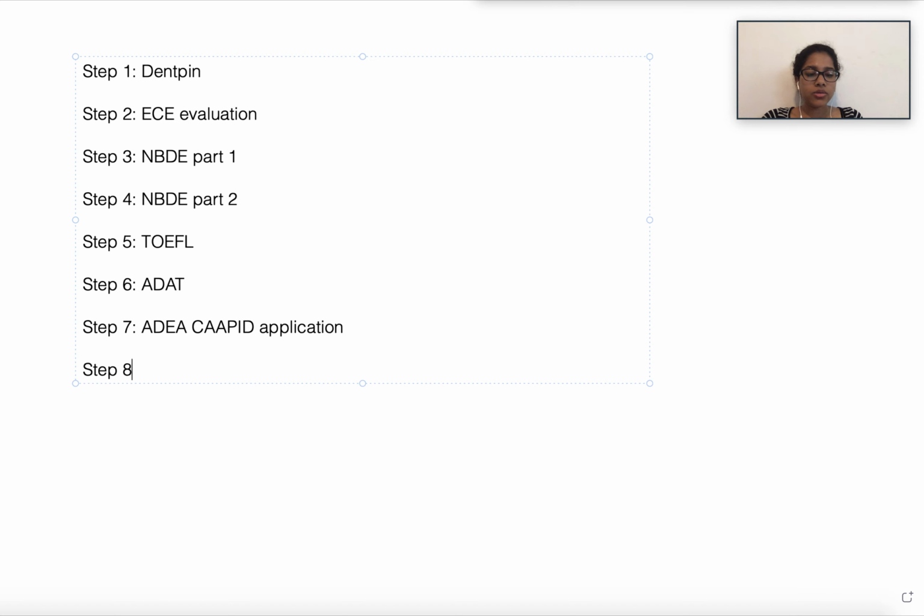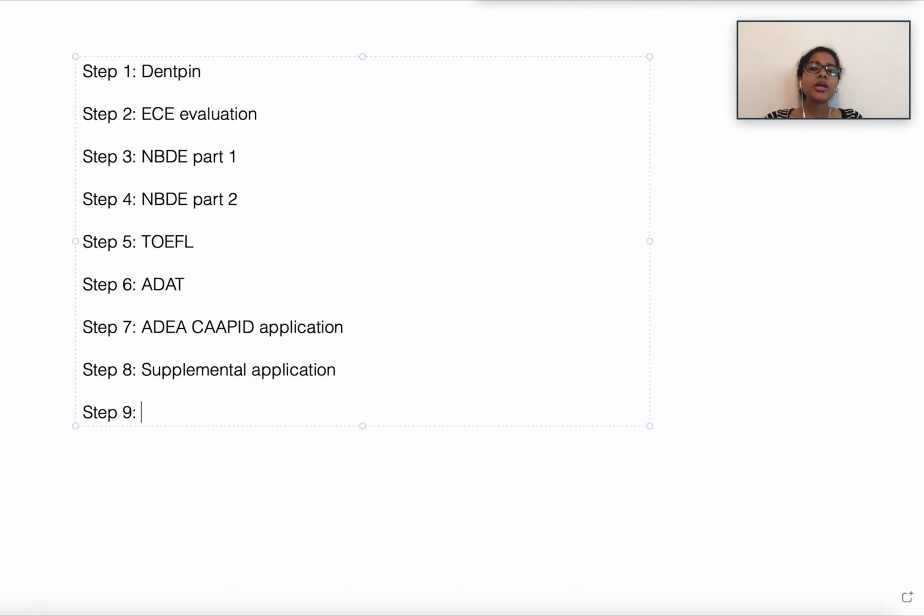Step 8 is going to be about the supplemental application. Once you're done filling out your ADEA application and submitting it, each college sends you a supplemental application. It's not necessary that each college has supplemental questions, but they definitely have a supplemental application fee, which is around $75 to $100. Again, I'll cover that in a separate video. I'm not going to have everything in one video and make it confusing. I would rather have it clear.